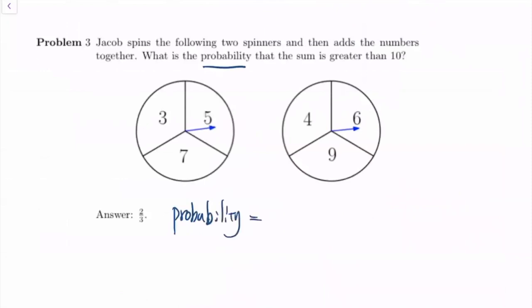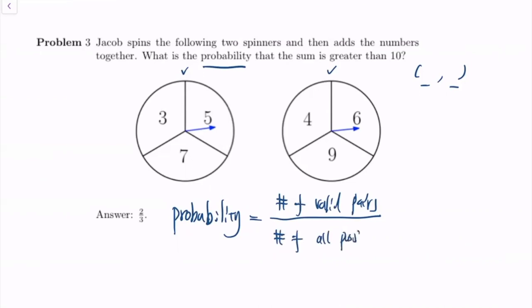The probability equals the number of valid pairs over the number of all possible pairs. Let's just use pairs, because here we basically get two numbers, one from here and one from here, so it's a pair of numbers. Now, what is the number of all possible pairs?